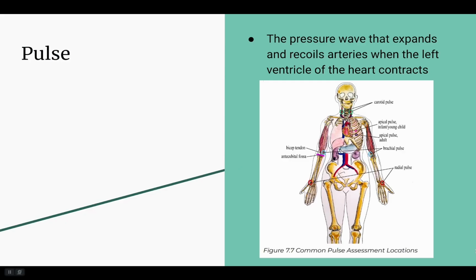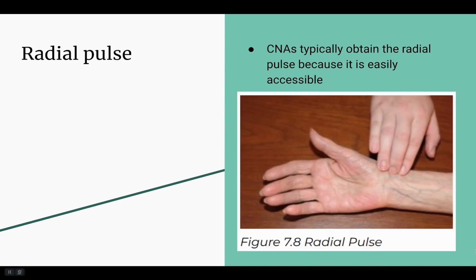The second vital sign is pulse. Pulse refers to the pressure wave that expands and recoils arteries when the left ventricle of the heart contracts. It can be palpated at many points throughout the body as shown in the figure above. Nursing assistants typically obtain the radial pulse because it is easily accessible.